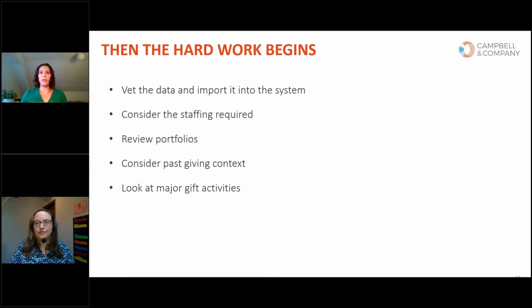And then finally, we want to look at the activities that the team is undertaking and whether or not they are the types of activities that will help someone make that leap between where they've been giving and where they're capable of giving. So, is the team doing the one-on-one meetings and the type of deliberate cultivation that will really advance those prospect relationships? I know it's a lot of work, but it really pays off in terms of the opportunity that is painted through it.